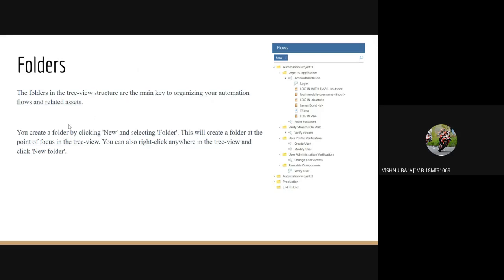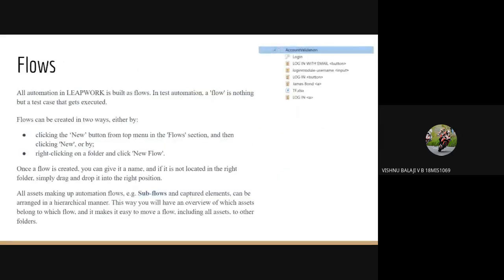If you want to create a folder, you can do it by clicking new and selecting folder, and this will create a folder at the point of focus in the tree view. That means the folder will be created at the point where your cursor or highlighter is pointed. You can also perform this operation by right clicking anywhere in the tree view and clicking on new folder. You even have the facility to rename the folder while creating it.